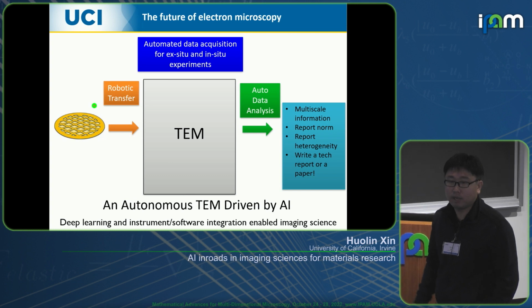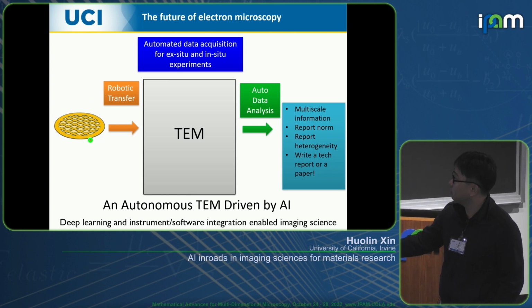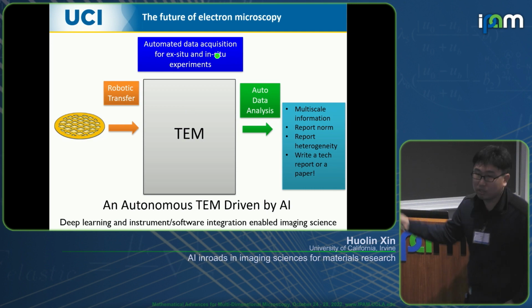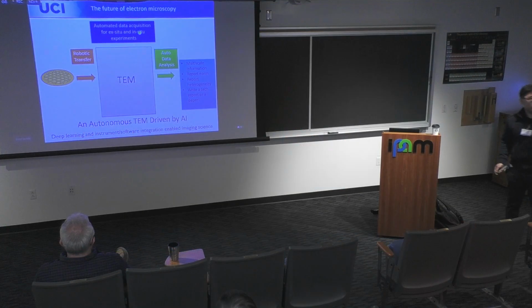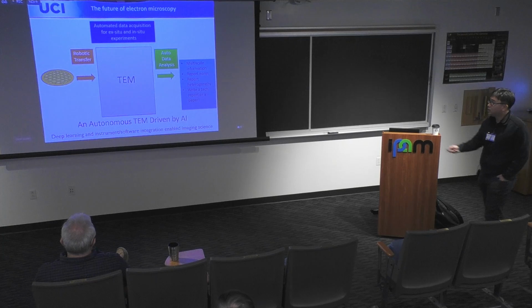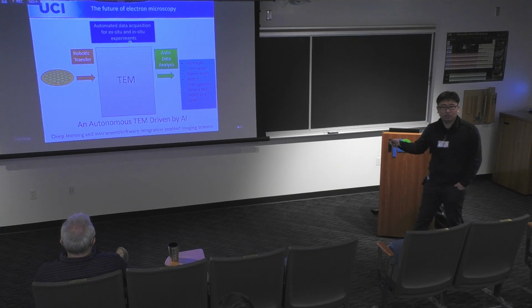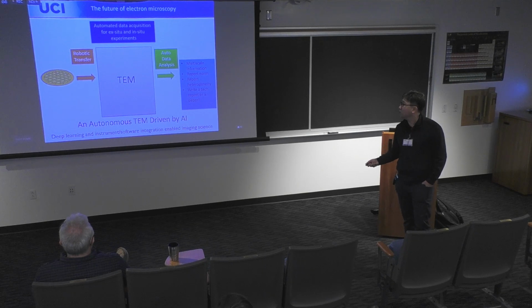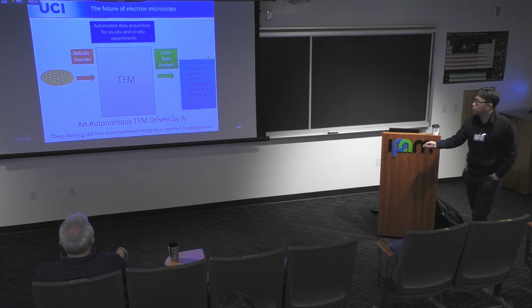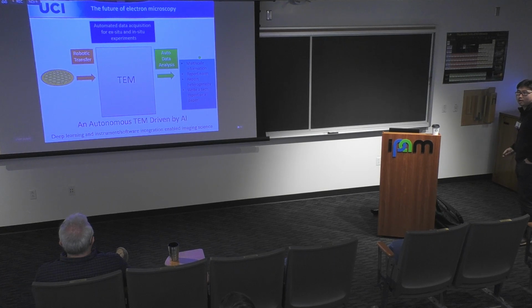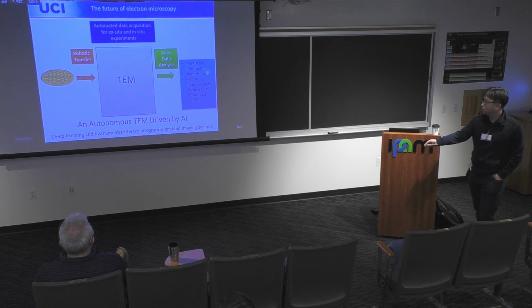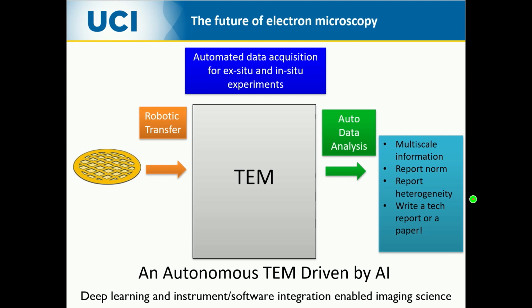So the future of electron microscopy, in my shallow view, would be, of course, that everything is going to be robotic, right? Your synthesis of material is going to be robotic. Robotically transferred into the TEM. You have automated data acquisition, not only for ex situ experiments that Intel is already doing, but also for in situ experiments, where you need to change the stimuli and look at how your material changes in real time, right? It has automated data analysis, gives you multi-scale information, reports the norm, and reports the heterogeneity, which is super important, right?